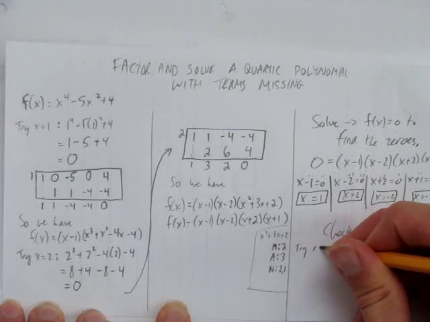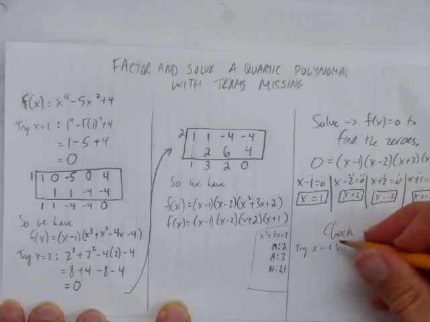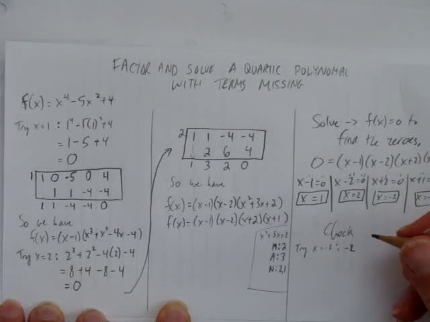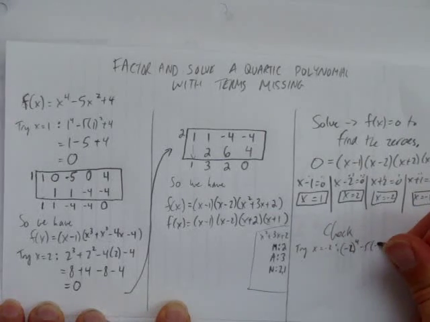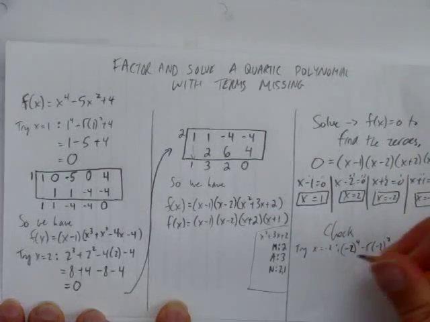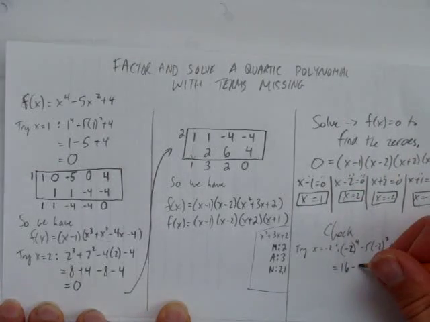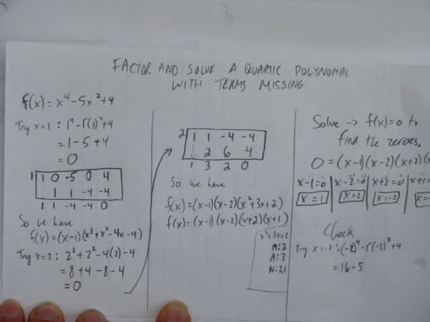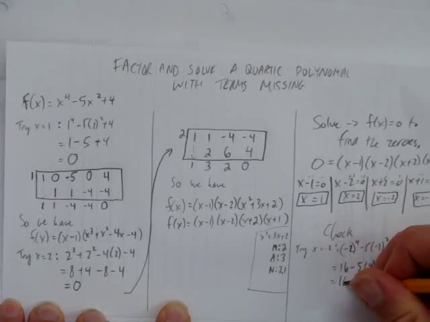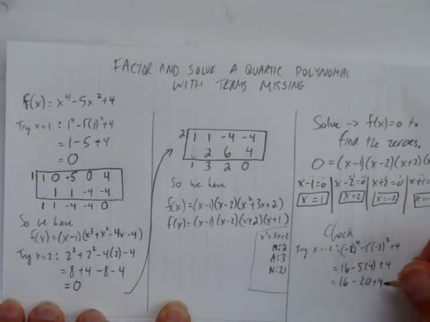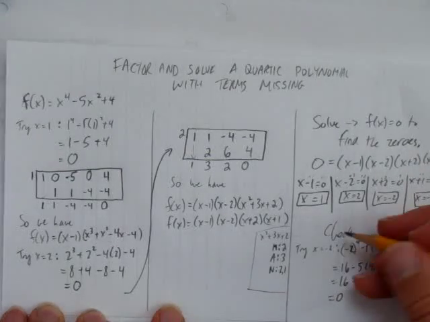We could try x equals negative 2, and we'll see we get, back in the original equation, negative 2 to the power of 4, better put that in brackets, minus 5 times negative 2 squared plus 4, which gives us 16 minus 5 times 4 plus 4. So we get 16 minus 20 plus 4, and sure enough, 16 minus 20 is negative 4, plus 4 equals 0. You could check the other one too if you had time on a test.